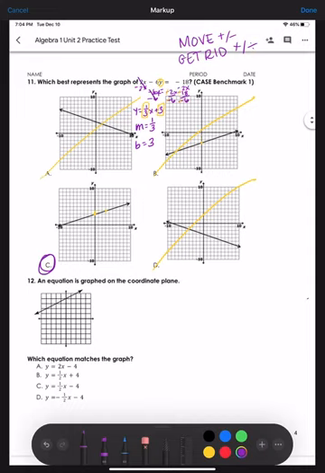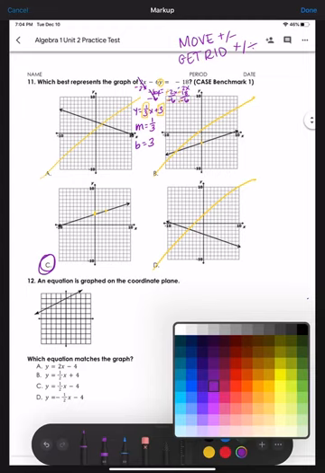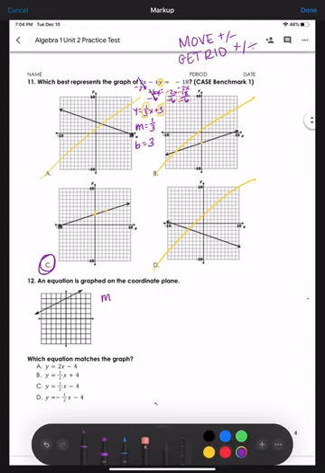All right, number 12. An equation is graphed on the coordinate plane. Which equation matches the graph? So I just need to try and find m and b for this one, and then I can figure out which equation. These are all in slope-intercept form, so I can just plug in m and b straight into y equals mx plus b.